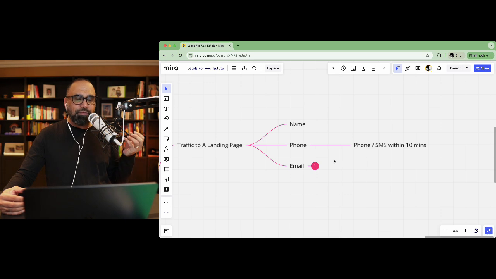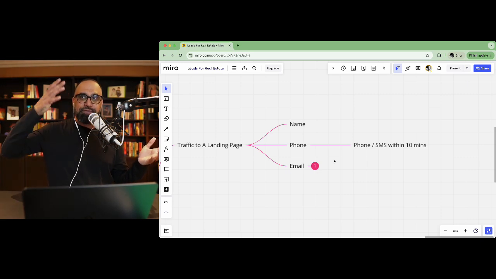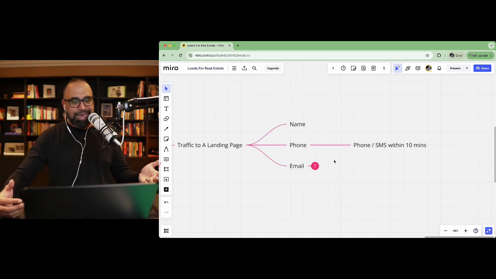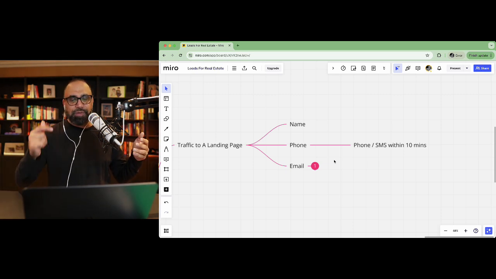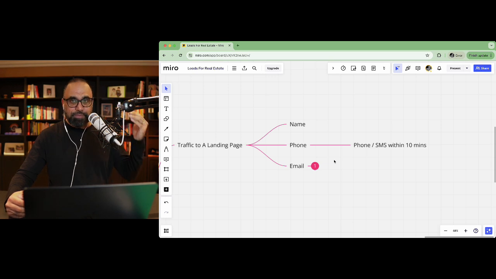Within 10 minutes of them downloading, start the conversation. Just keep in mind that if they download at 9 p.m., start the conversation first thing in the morning, say about 8:30. If they download during the daytime, have the automation in place so that it starts straight away, within 10 minutes. That's step number one. You must do that.